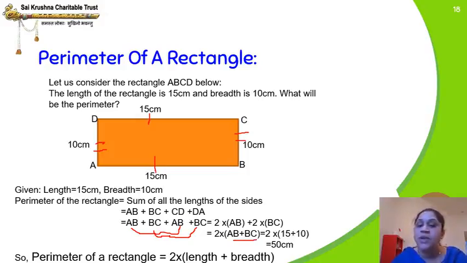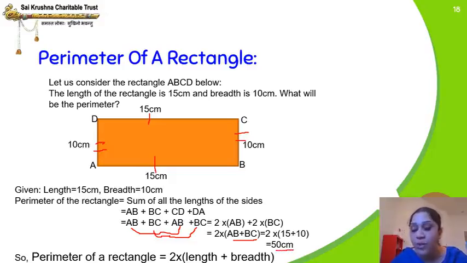Okay. So now when we substitute, what we'll get? AB is nothing but the length which is 15 centimeters, and BC is nothing but the breadth. Look here. So that is 10 centimeters. So you have 2 times 15 plus 10. 15 plus 10 is nothing but 25, and 25 times 2 is 50 centimeters.